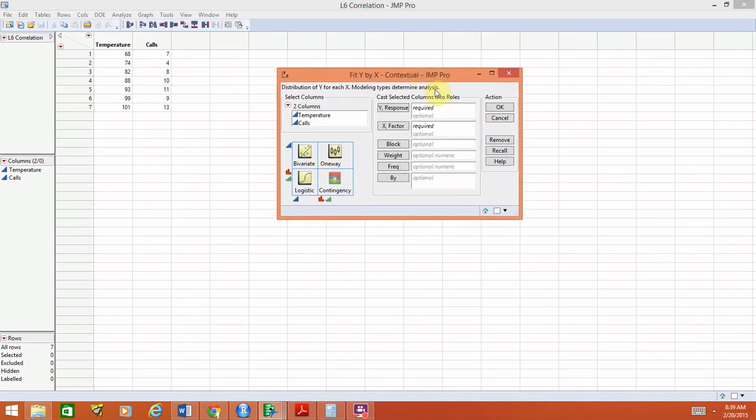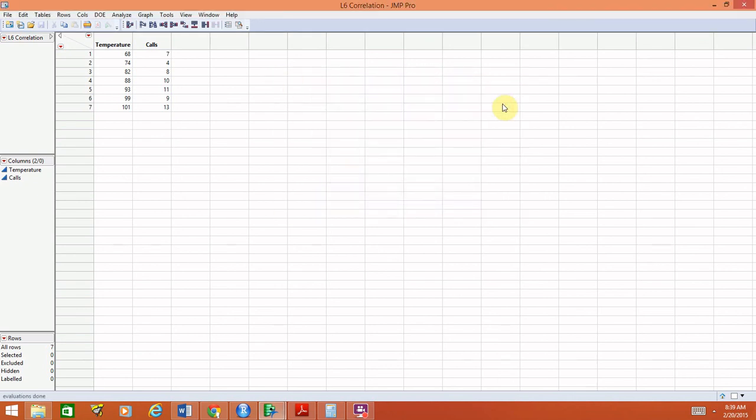Alright, now when you do this, it is critical that you know for sure which is the explanatory and which is the response. And since we think that temperature explains the number of phone calls, emergency calls, temperature will be our X variable or the explanatory variable, and then the number of calls would be the response variable. Alright, so once you put calls into the Y where it says response and temperature into X where it says factor, go ahead and select OK.